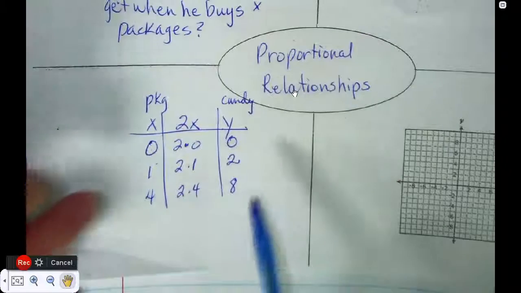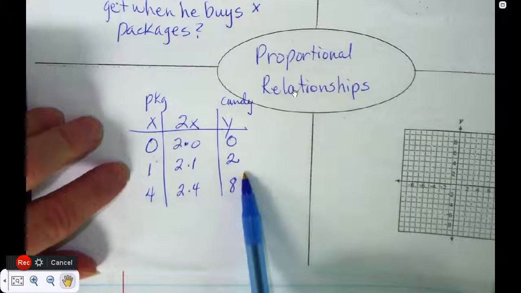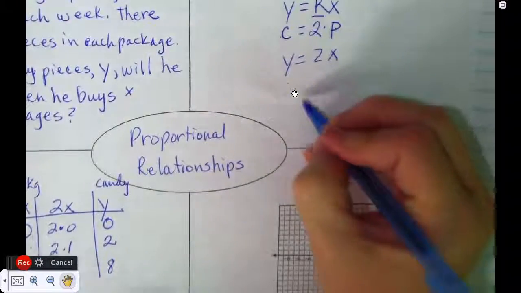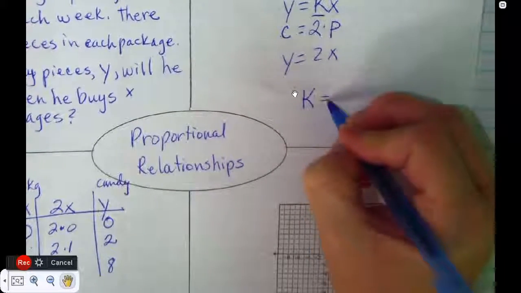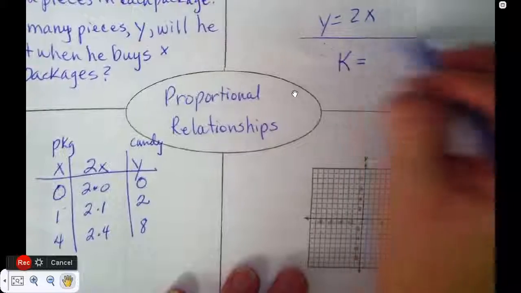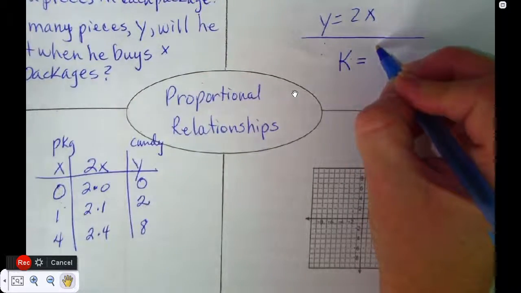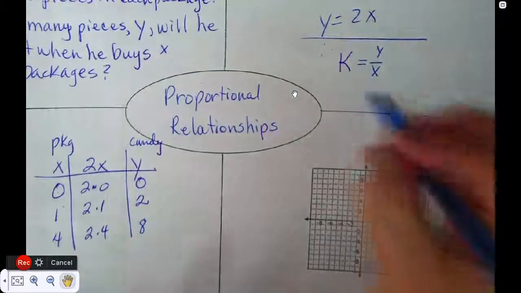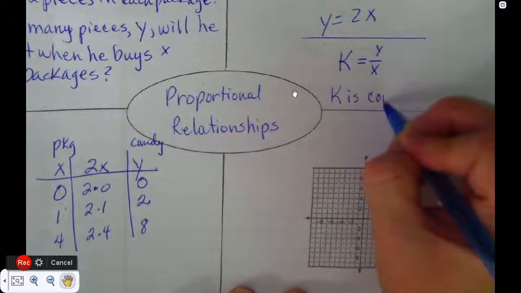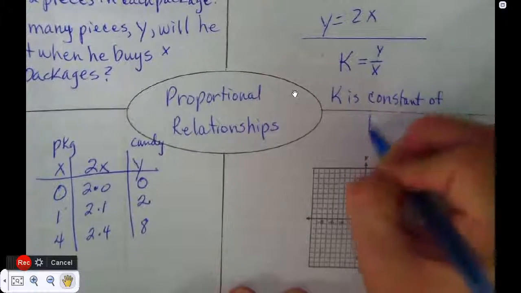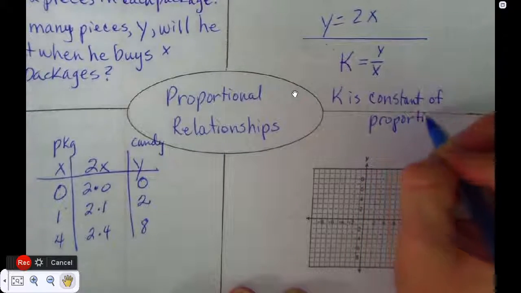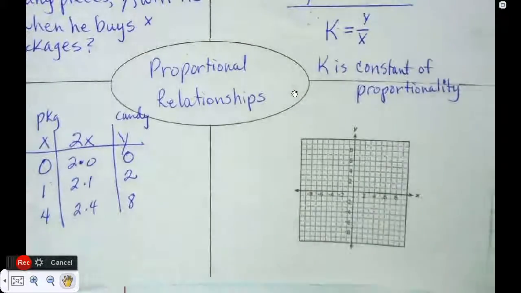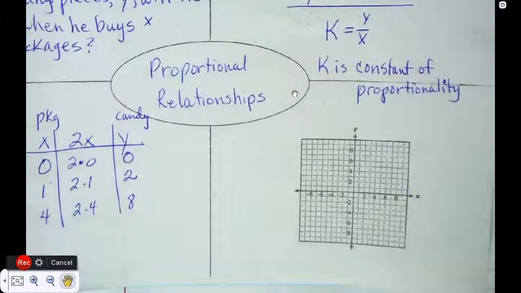All right. So, we know that the constant of proportionality is 2. To get the constant of proportionality, what do we divide? Anytime we divide Y by X, always. And K is called the constant. Good. Of proportionality. We're going to write proportionality, well, proportional a couple more times.